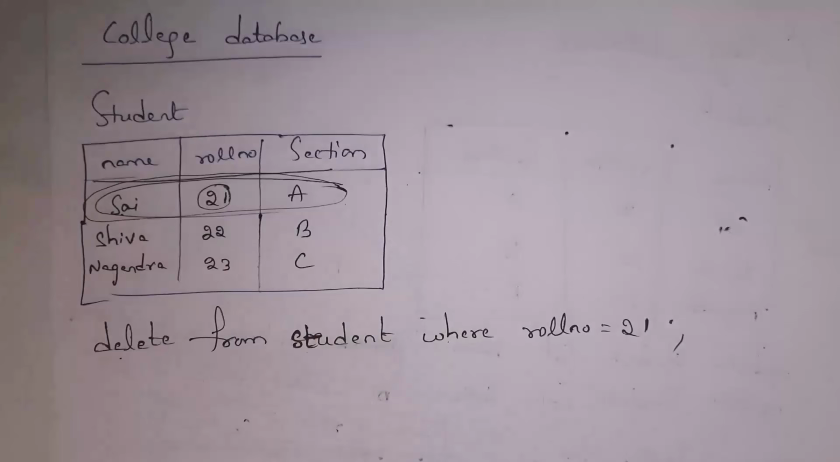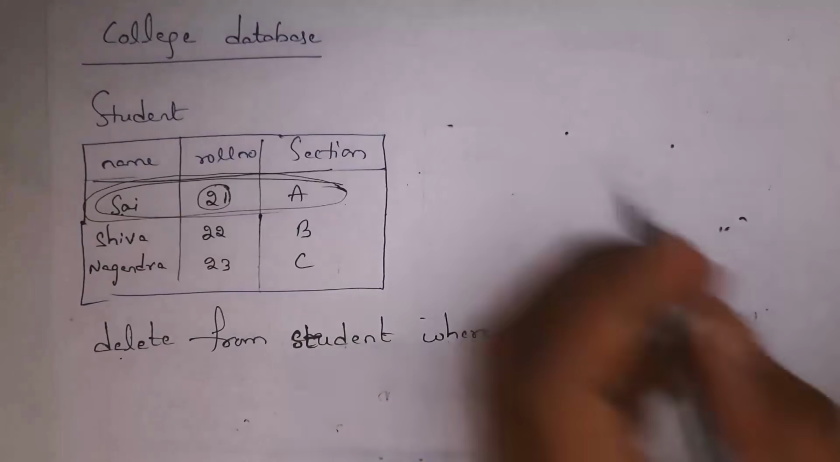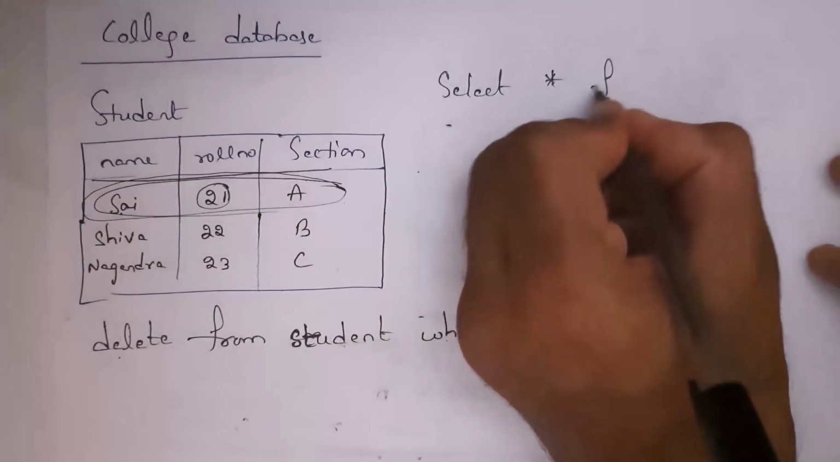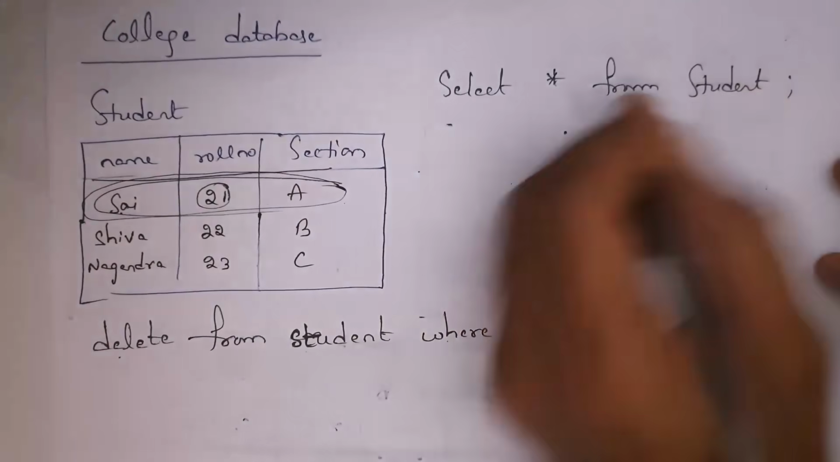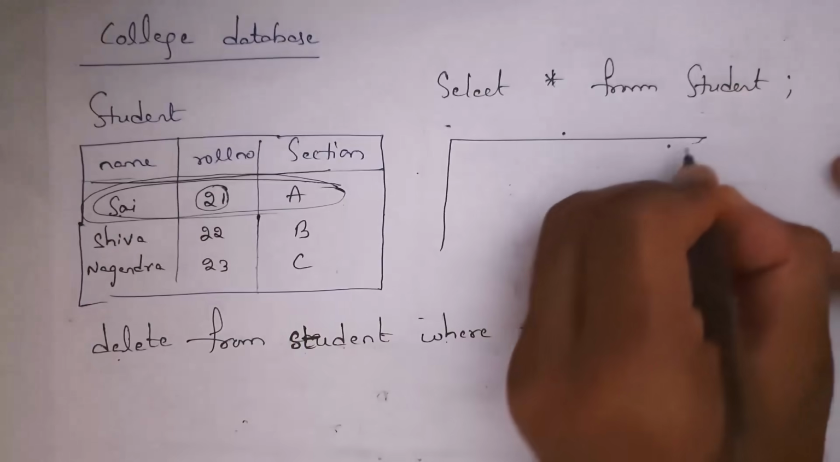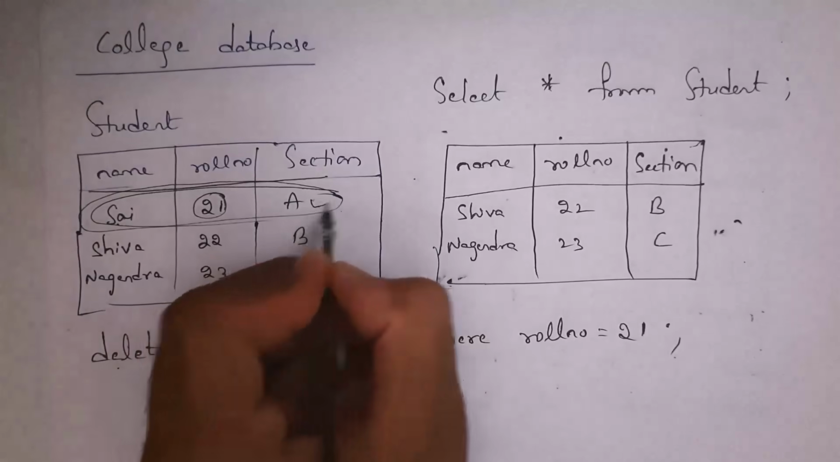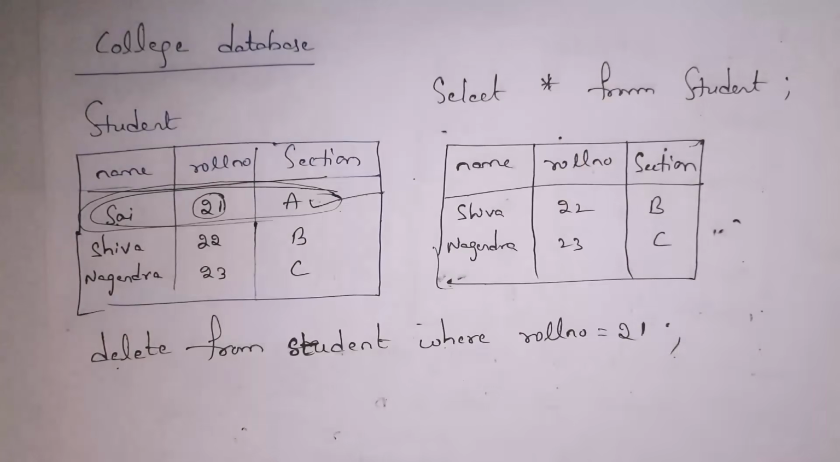Now I want to check whether the record is deleted or not. So for that purpose you need to write select star, where star means complete columns, from the table name student. Whenever you write this code and click enter, it will display the complete student table. And you can see only 2 records because Sai's record is deleted. This is how we delete data by using the delete command.